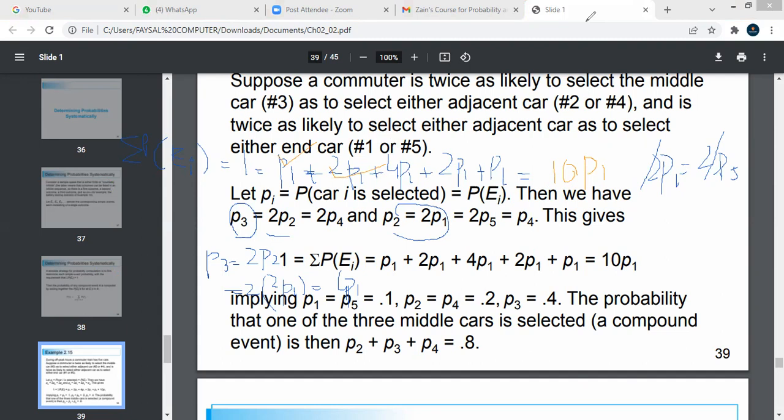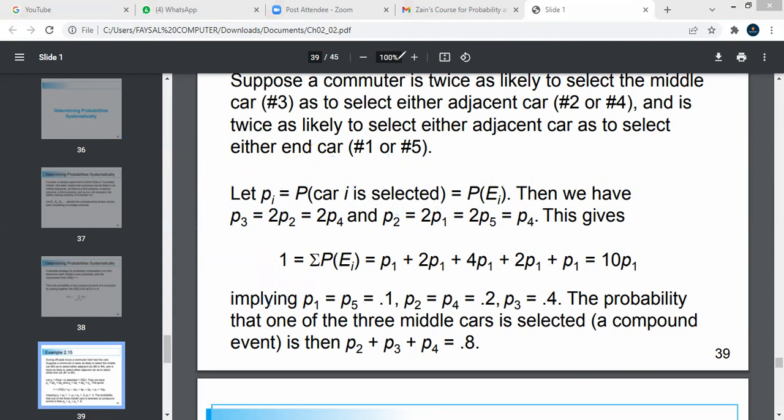Okay, so what is the probability that one of the three middle cars is selected? The probabilities are P1, P2, P3, P4, and P5. Now I have to write all the values. The value of P1 is P1, P2 is 2P1, P3 is 4P1, P4 is 2P1, and P5 is P1.